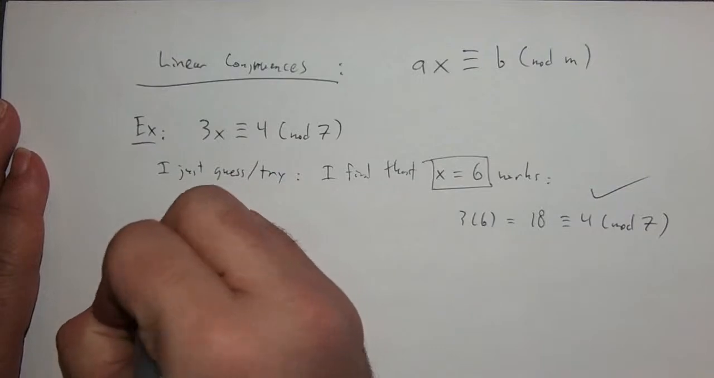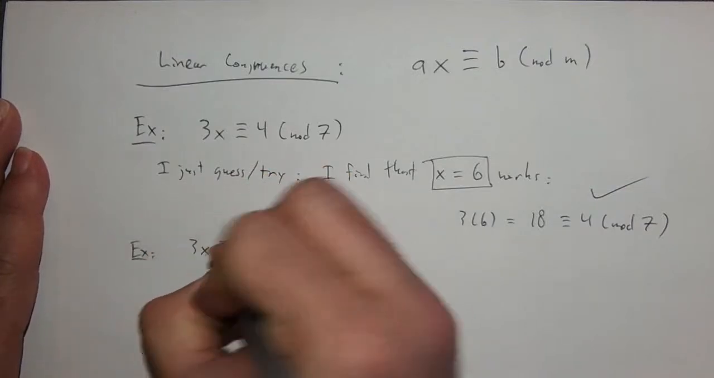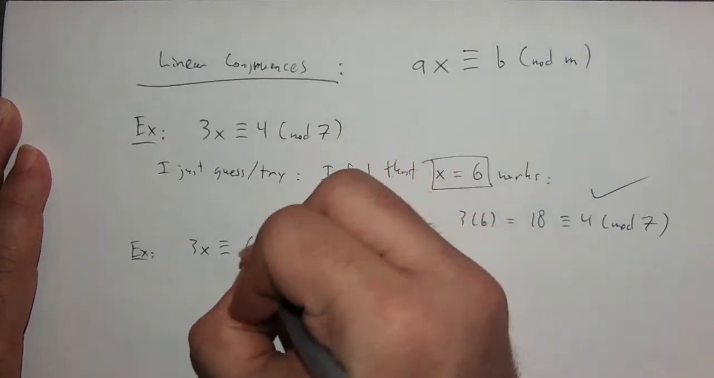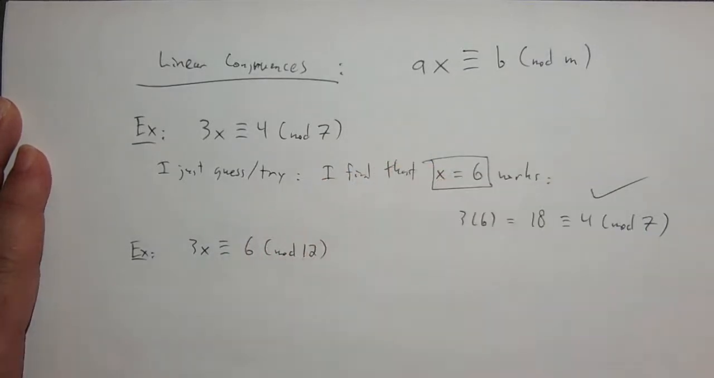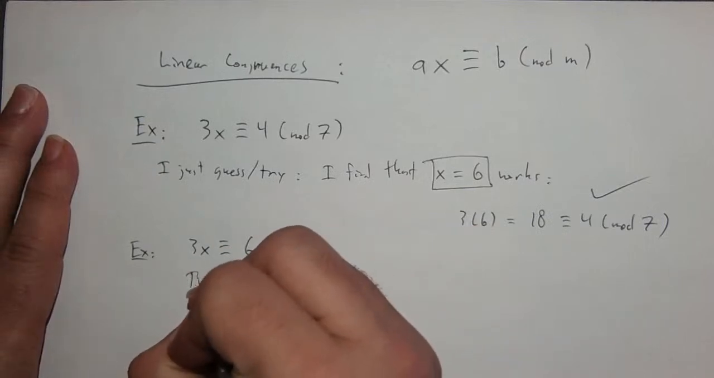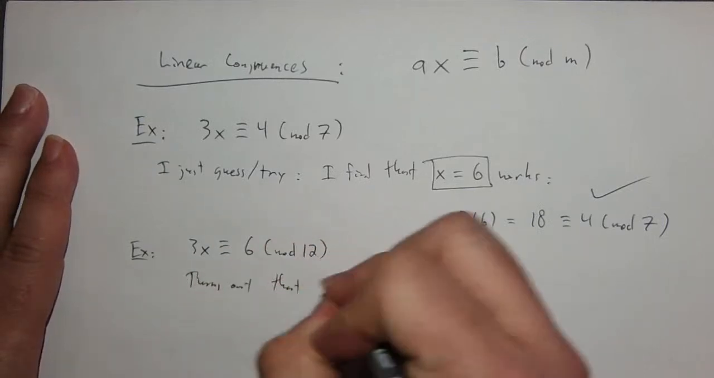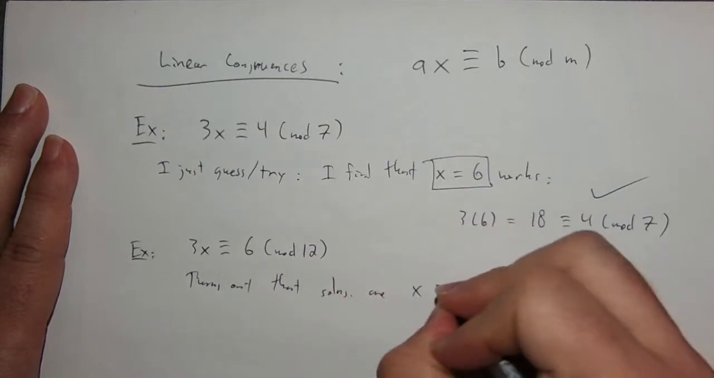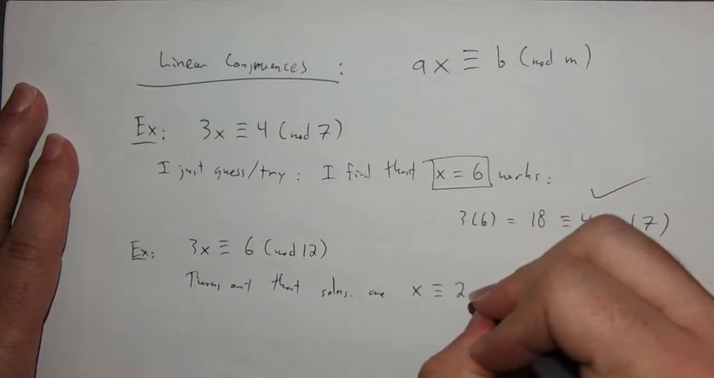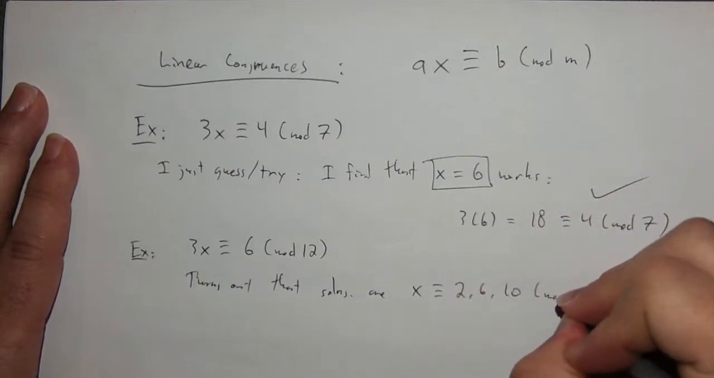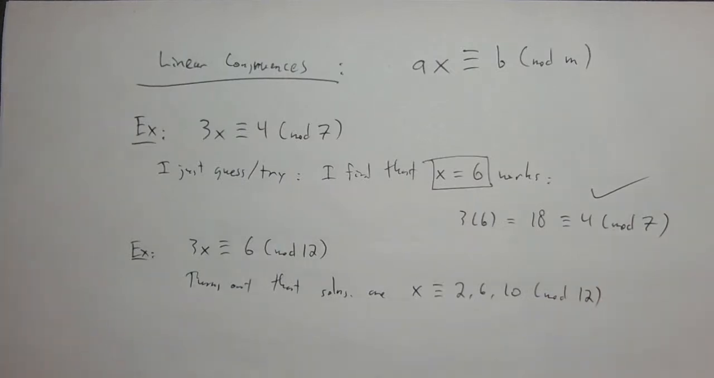What if I had another equation? So let's say 3x equals 6 mod 12. Okay. So I can divide by 3, which takes me out of the mod 12 world, and then I can go back to the mod 12 world by being careful with the solutions that I find. So it turns out that solutions are x is congruent to 2, 6, and 10 mod 12. Okay.